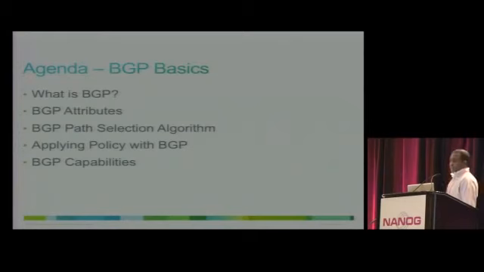On the BGP basics, first we'll discuss what BGP is, and then the BGP attributes, that is, the different attributes of a BGP route, and the path selection algorithm, and how different policies are applied with BGP using the BGP attributes, and finally we'll discuss the BGP capabilities.